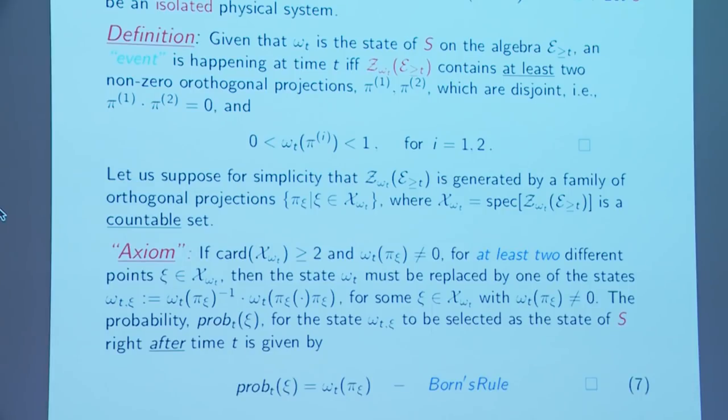Since I'm a simple-minded person, I would like to assume that this center Z sub omega t of E greater or equal to t is generated by a discrete family of orthogonal projections. It could also be a continuous family, but it's a little easier to argue with discrete families of orthogonal projections, labeled by points xi in X sub omega t. X sub omega t is simply the spectrum of the center of the centralizer. I assume this spectrum of the center of the centralizer is a countable set.